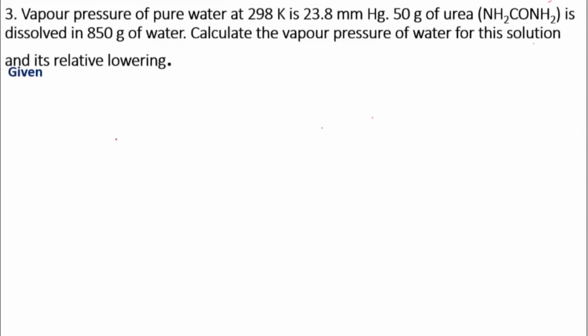So the question is: vapor pressure of pure water at 298 Kelvin is 23.8 mm of Hg, that is mercury. 50 gram of urea, molecular formula NH2CONH2, is dissolved in 850 gram of water. What you are supposed to calculate is the vapor pressure of the water from this solution and the relative lowering.